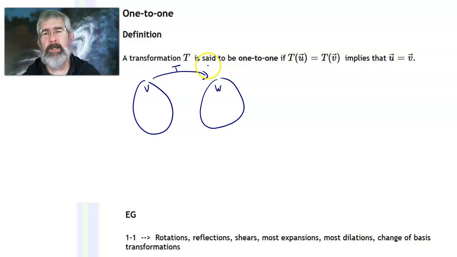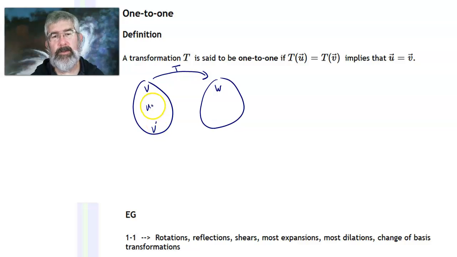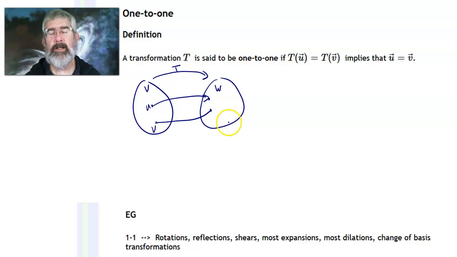A transformation is said to be one-to-one if T of u equaling T of v implies that u equals v. That is, if ever you have 2 points looking like they're being sent to the same point, right? If you've got 2 points here, u and v, and if their images are equal to each other, then that means u has to equal v, which means if they're not equal to each other, then they have to be sent to 2 different points, right? So this would be one-to-one.